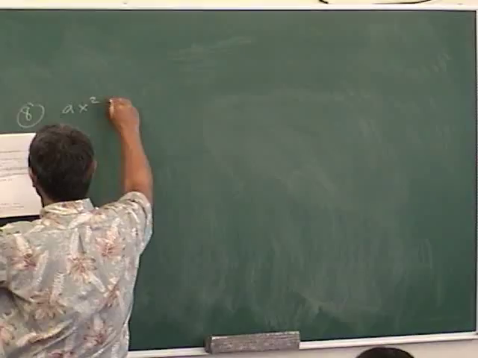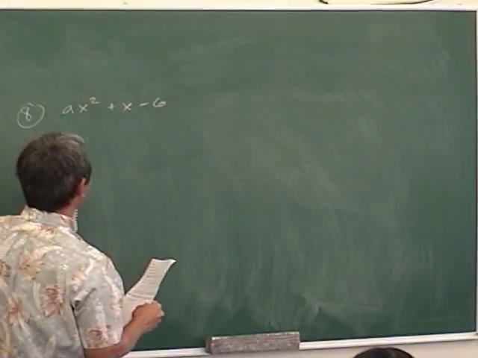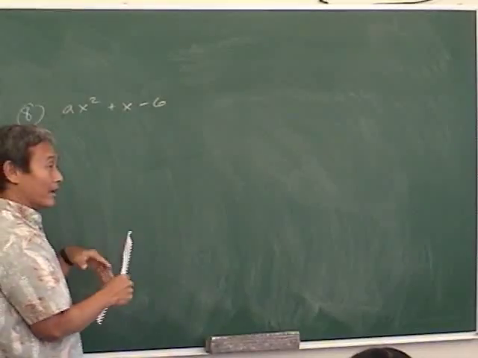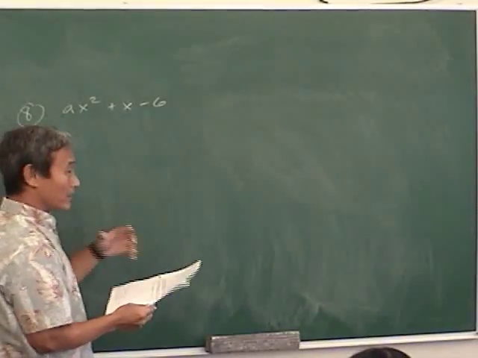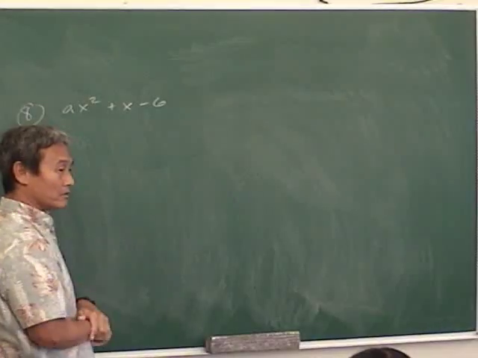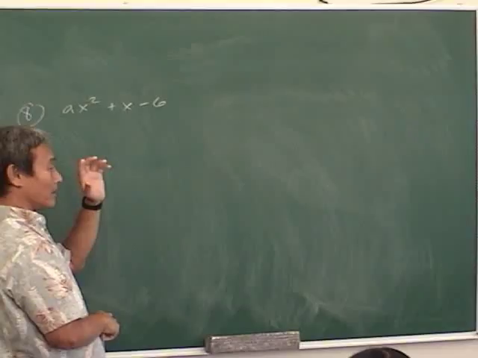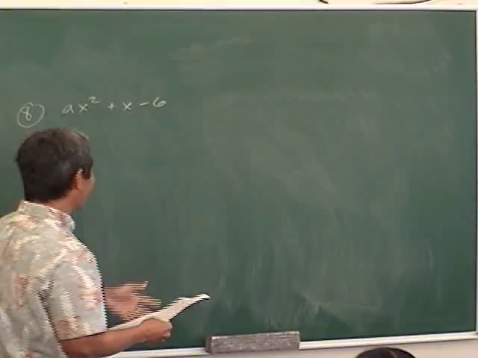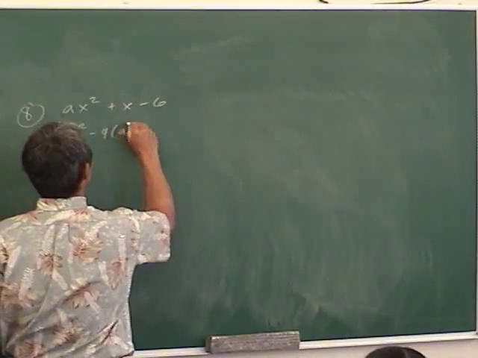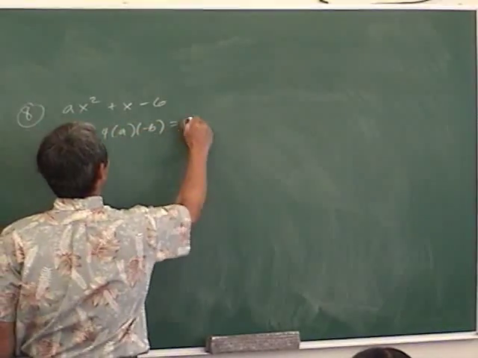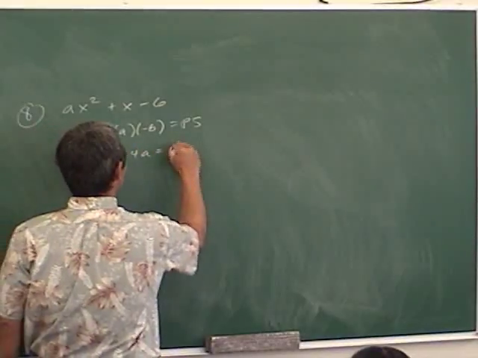Okay, ax squared plus x minus... So basically I'm asking, what are the values of a so that you can factor this thing? Well, if you can factor this thing, doesn't that mean the equation equals 0 would have rational roots? And in order to get rational roots, the discriminant must be a perfect square again. So what is the discriminant? b squared minus 4ac. That's got to be a perfect square. So 1 plus 24a equals a perfect square.